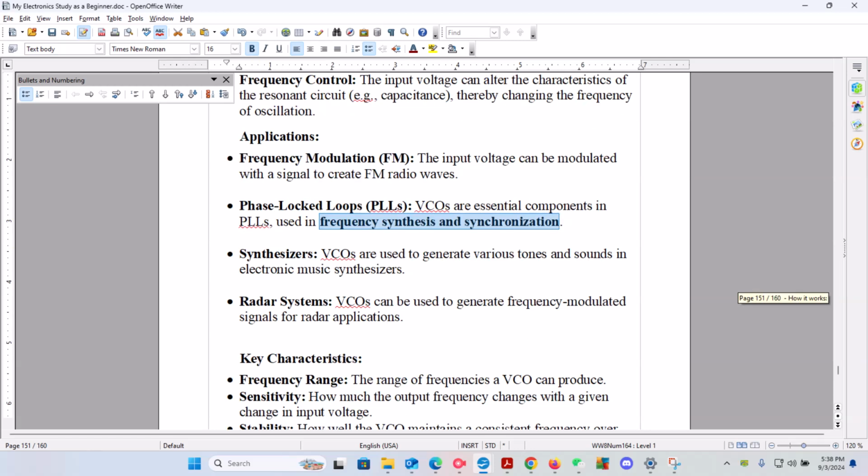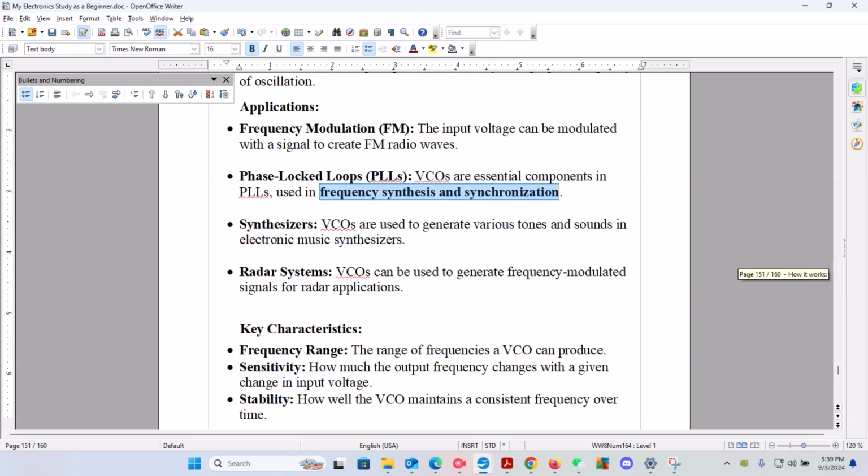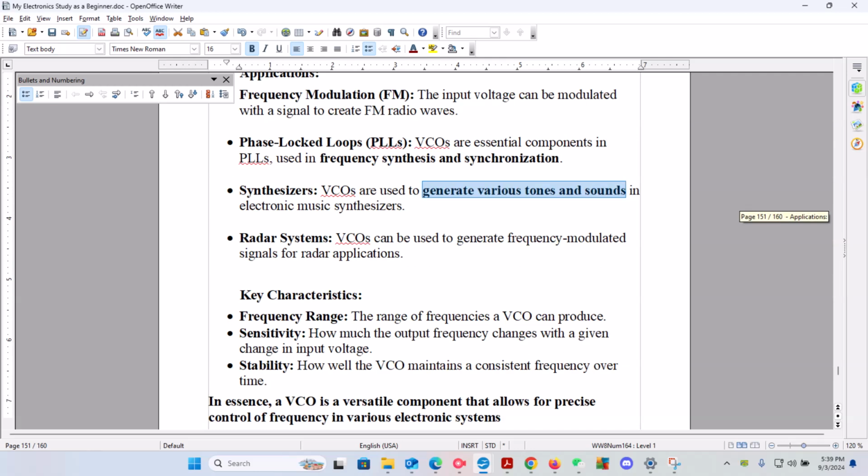And for our third part, we have synthesizers. That is, VCOs are used to generate various tones and sounds in electronic music synthesizers, thus the synthesizer. That is the main purpose. Now, when we talk about radar systems, VCOs can be used to generate frequency modulated signals for radar applications. So again, this is to generate frequency modulated signals.